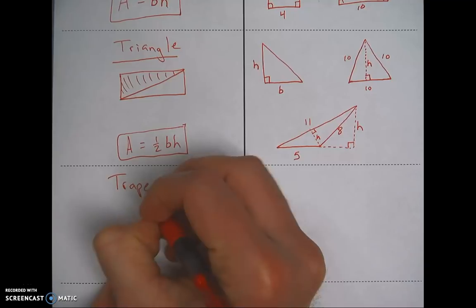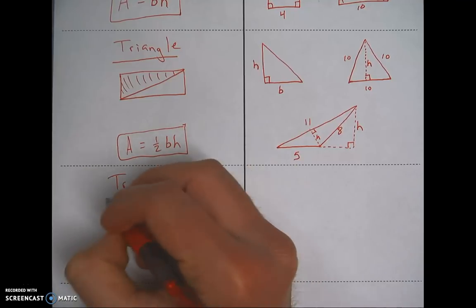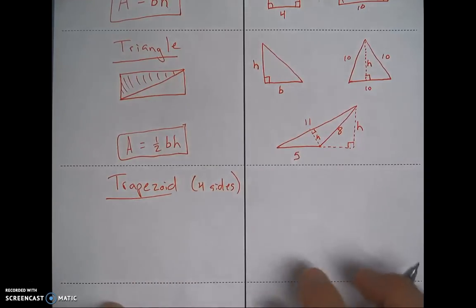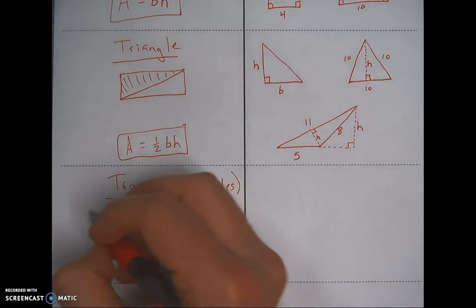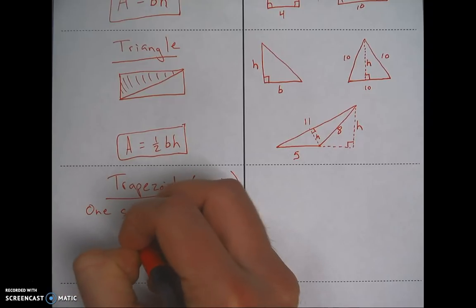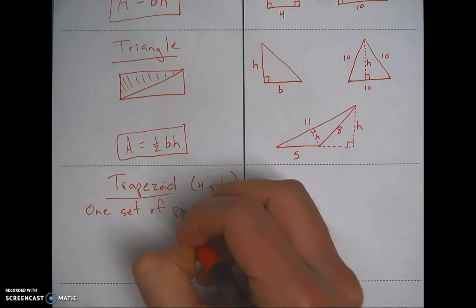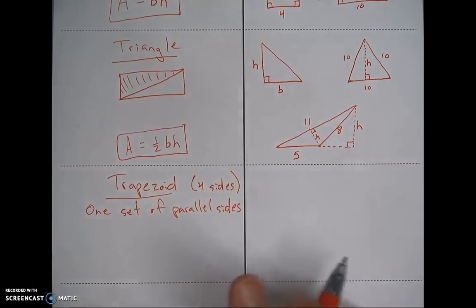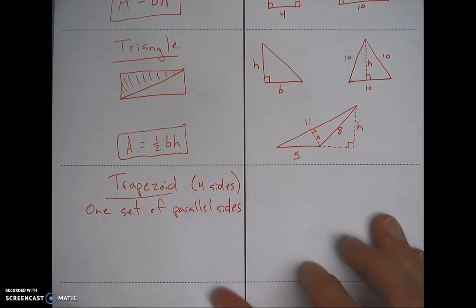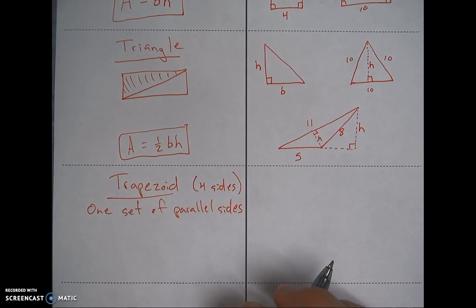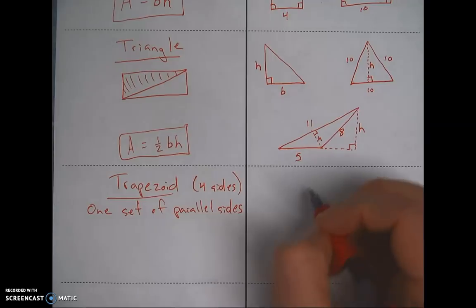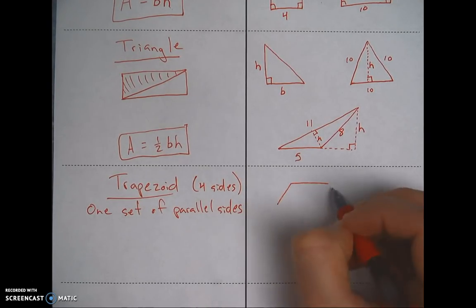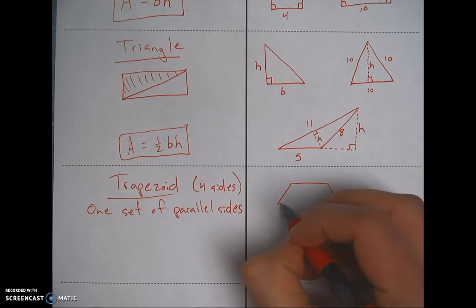Trapezoid. Just like a parallelogram, it has 4 sides. And there are some parallel sides, but only one set. One set of parallel sides. So if you think about a parallelogram, both opposite sides are parallel. In a trapezoid, only one set. So your basic trapezoid, your cookie cutter trapezoid, tends to look like this.